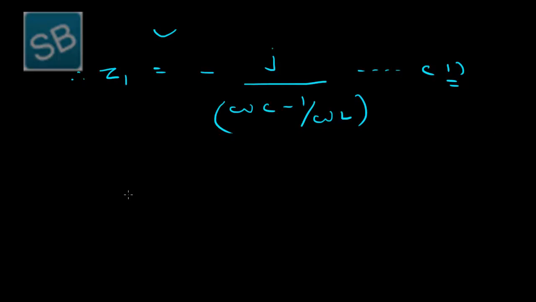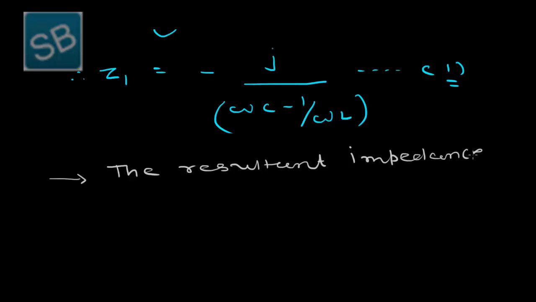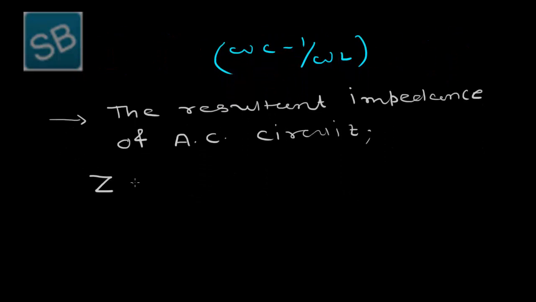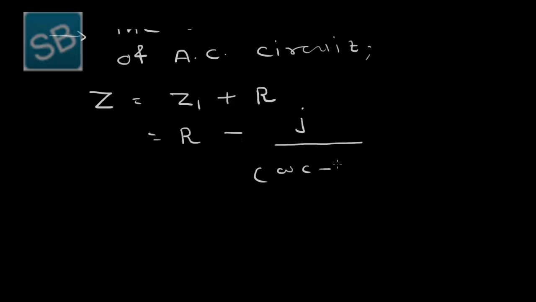And if you want to find the resultant impedance of the AC circuit, that is given by capital Z, the parallel connection impedance plus the series connection impedance, which is R itself. So substituting the value of equation 1, Z equals R minus j over omega C minus 1 over omega L. So this is equation number 2.